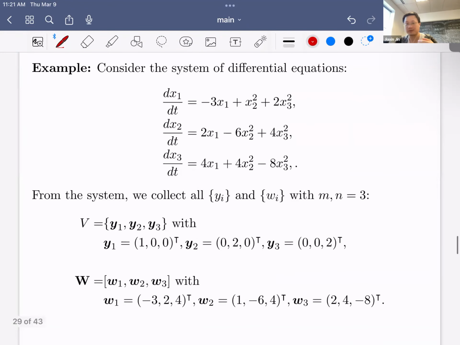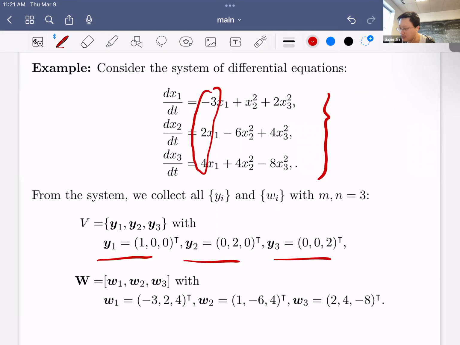Now let's see examples. Think about if we have this dynamical system, you can easily see we have monomials x1, x2 squared, x3 squared. So we have y1, y2, and y3. Then you can get the net reaction vectors from the right-hand side. It is -3, 4, 1, minus 6, plus 4, 2, 4, minus 8. Okay, then you can build your net reaction matrix.